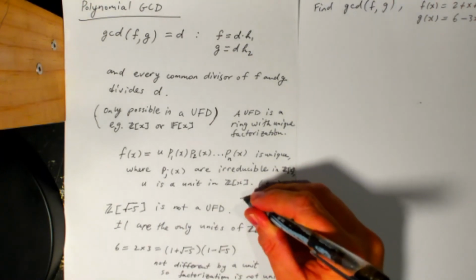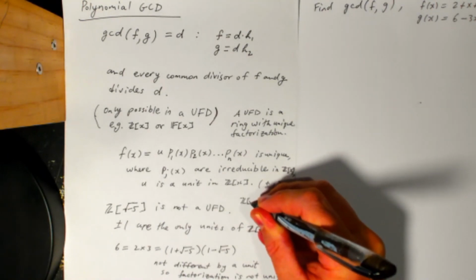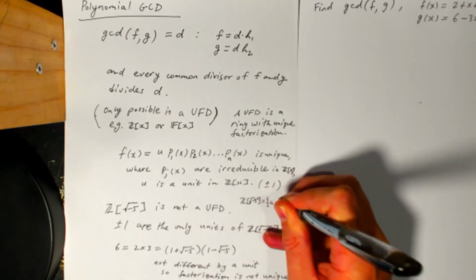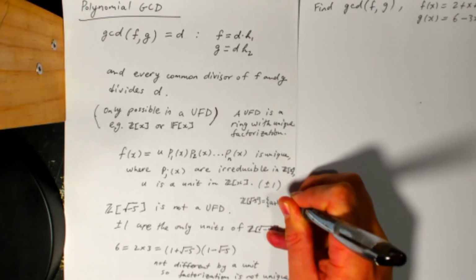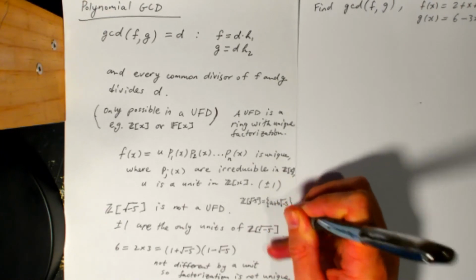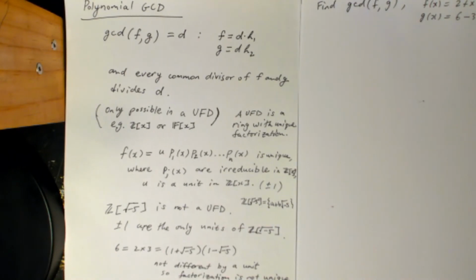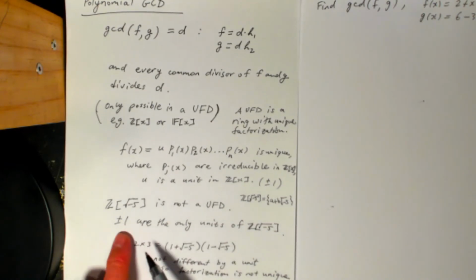Now Z adjoin root minus 5 is the set of all a plus b root minus 5, where a and b are integers. For this particular ring, only plus or minus 1 are the units of this ring, whereas the integers adjoin root positive 5 has infinitely many invertible elements or units. Okay, so the only units of this are plus or minus 1.